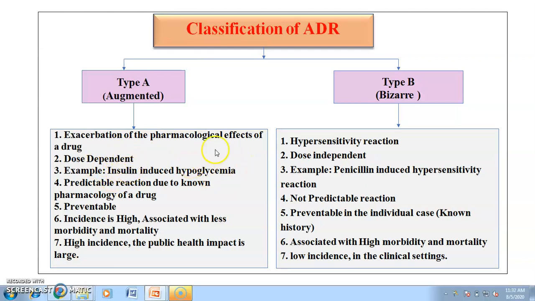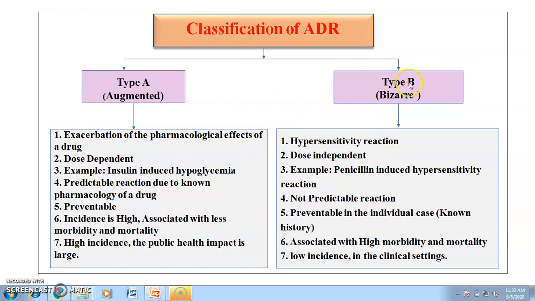hypoglycemia. Next, these are predictable reactions due to the known pharmacology of a drug, and they can be easily predicted, and these reactions can be easily preventable. The incidence of these type A reactions is very high, and they are associated with less morbidity as well as mortality, but since the incidence is very high, the public health impact is very large.